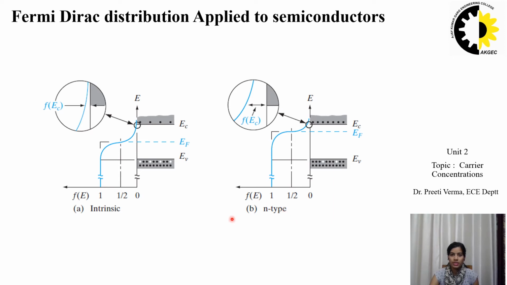But what happens in this n-type semiconductor? There the Fermi level shifts towards the conduction band, that was initially in the center for the intrinsic material. For this n-type material, the Fermi level shifts towards the conduction band because there is an introduction of some extra electrons due to the impurity added from group 5 elements.